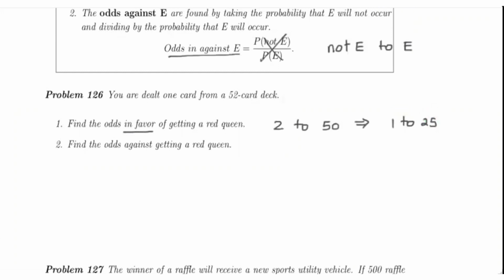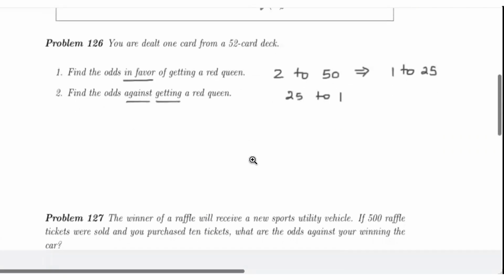Are you guys okay with this? Odds against: 25 to 1. So this is totally different than the probability. It's not the probability, 25 to 1. Are you guys okay with this? Odds in favor, odds against. All right, we need to practice. So I want to scroll up here. Problem 127. Go ahead, try this one.